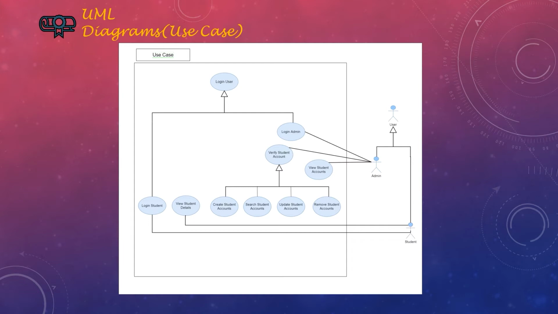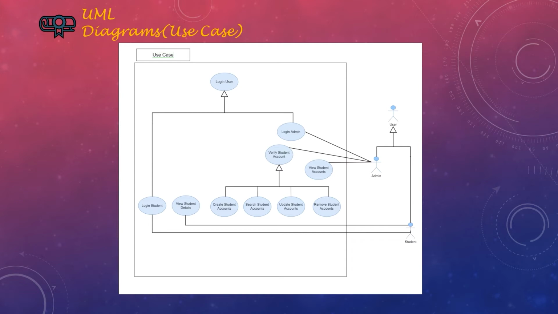So this is our use case diagram. There is a main login user use case, which is inherited by login student and login admin. We have two kinds of actors categorized into the user category, called admin and student.